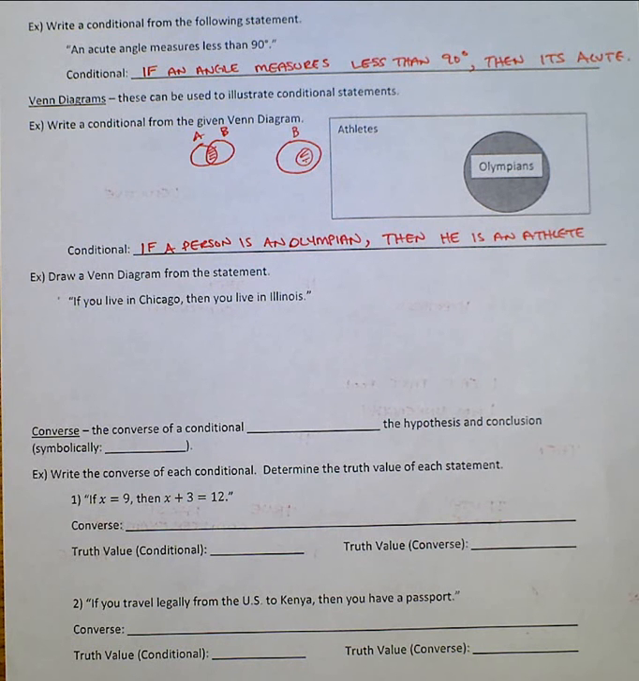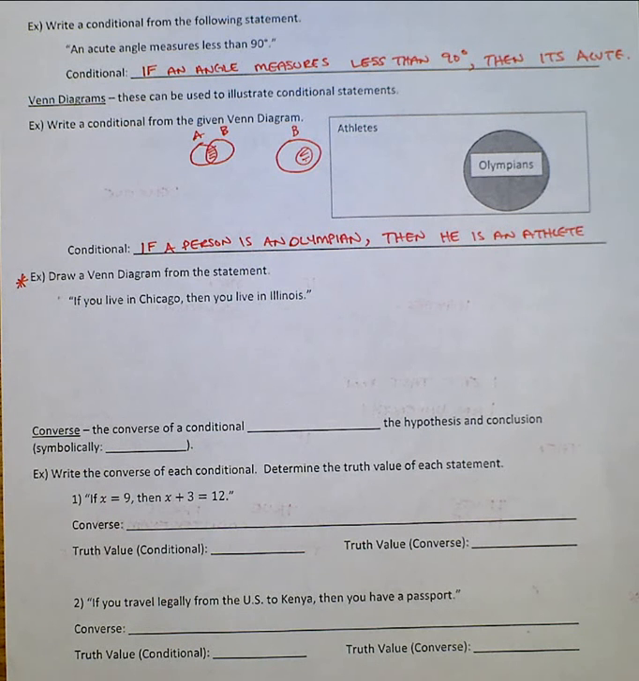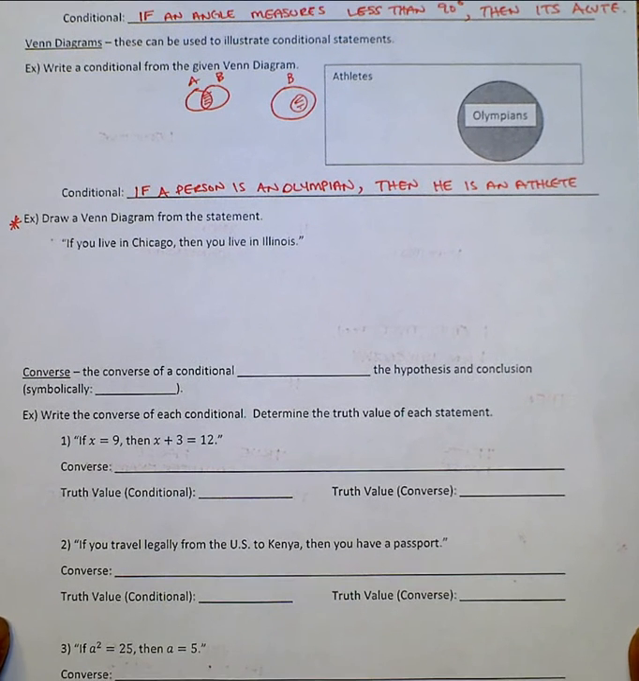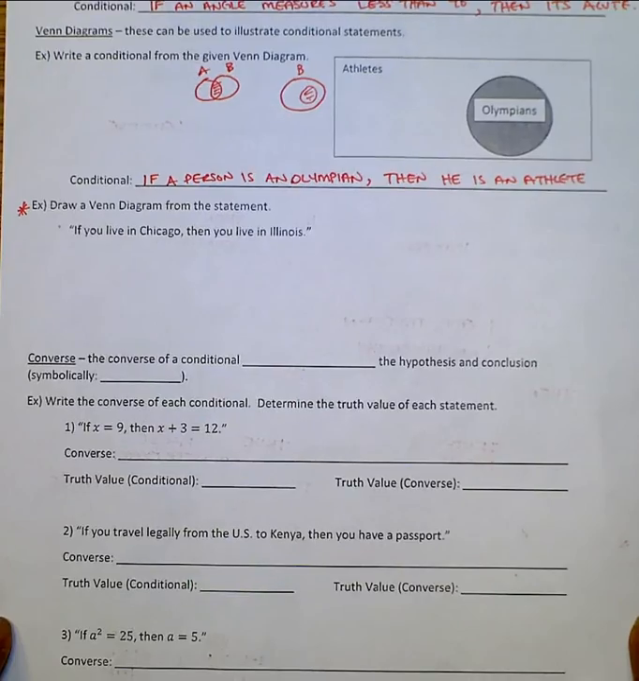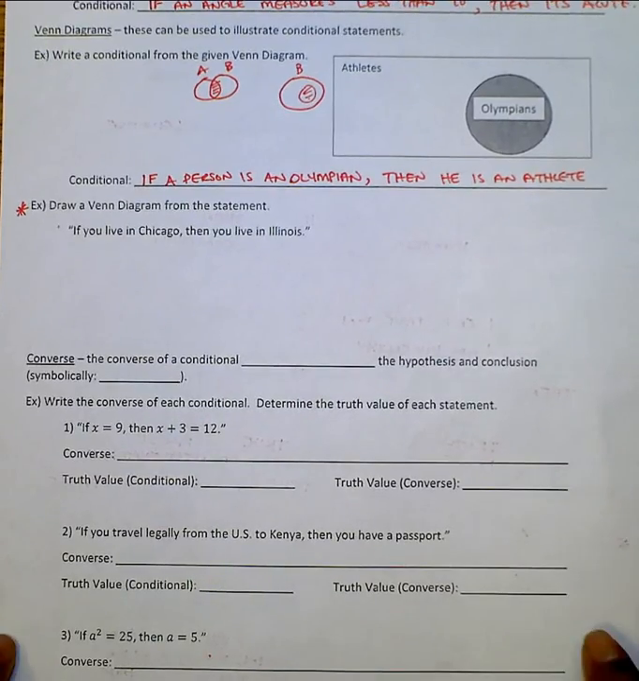Alright, draw a Venn diagram of this situation for me. If you live in Chicago, then you live in Illinois. Know that Chicago is a city in Illinois. Take a shot at drawing that Venn diagram, and then a conditional statement you've got to take a shot at in the front, or a counterexample you've got to take a shot at in the front.